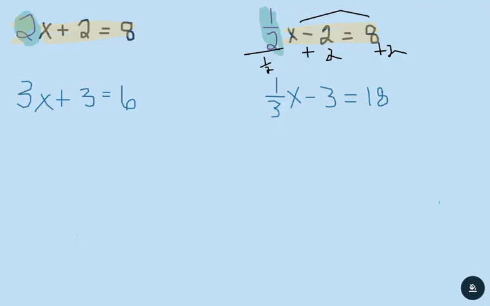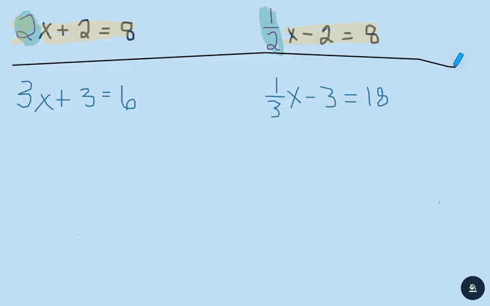But for today, we're going to have to divide both sides by 1/2 as our second step. So let's go ahead and see if we can watch one of these problems from beginning to end. So I have an example problem. You guys are going to do the 2x plus 2 equals 8 and the 1/2 x take away 2 equals 8 for your numbers, but my numbers are down here. 3x plus 3 equals 6.